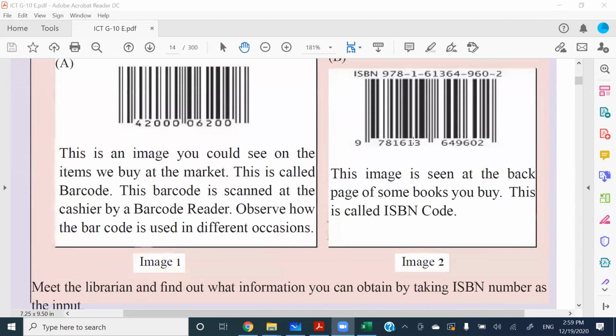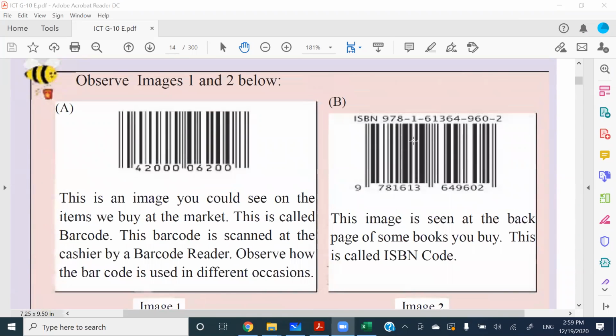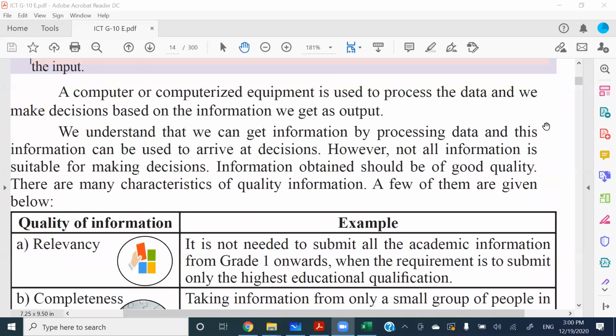So moving forward, there is this activity, right? This is an image you could see on the items we buy at the market. This is called the barcode. This barcode is scanned at the cashier by a barcode reader. I think you have seen a barcode reader, right? There is this gadget which has some laser points here and there. When the barcode is taken close to that particular device, it reads, right? You can find these barcodes in many different places, in the back of books, on an item, on a drinking bottle. There are many places where you can find these.